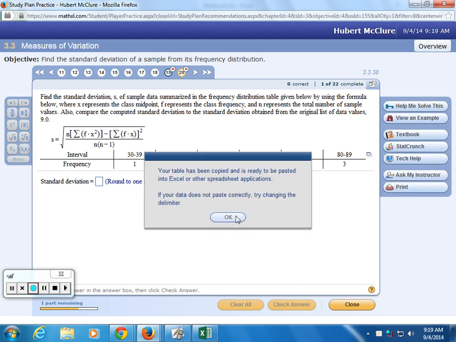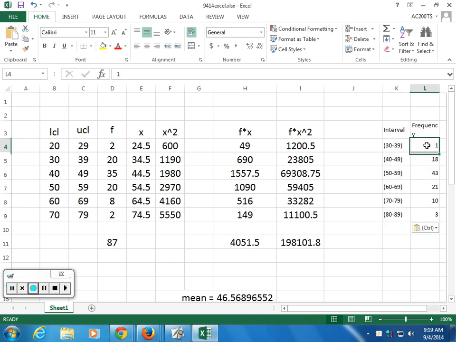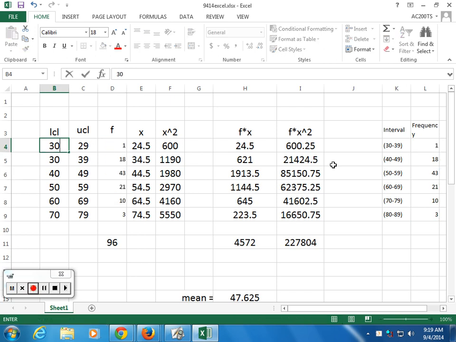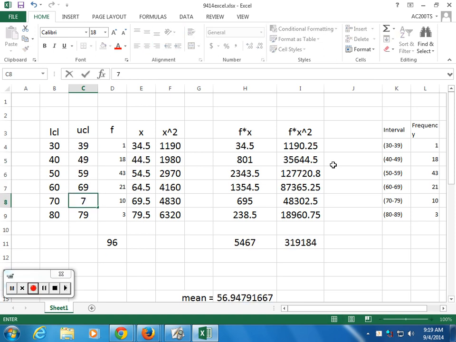Copy the clipboard. Okay. I'll put this right here. Control V. Copy this. Control C. Put it right there. Control V. Change this to 30, 40, 50, 60, 70, 80, and 39, 49, 59, 69, 79, and 89. Okay, I'm done. How many time? 33.31 seconds.